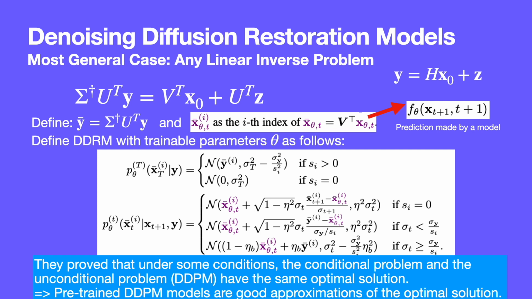And they prove that under these conditions, the conditional problem and the unconditional problem have the same optimal solution. That means training a diffusion model by defining conditional P and Q for that specific task is the same as using a pre-trained unconditional DDPM model like this. So we don't have to train anything for our specific inverse problem. We can just use the pre-trained DDPM and apply this new sampling procedure, and this is also optimal.